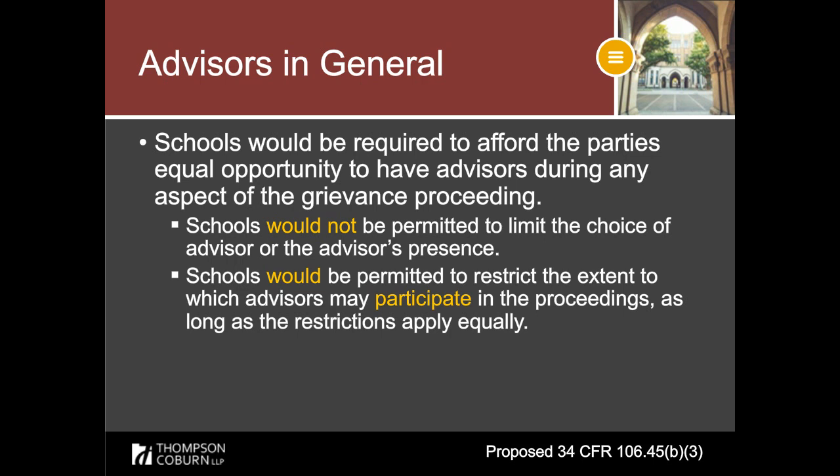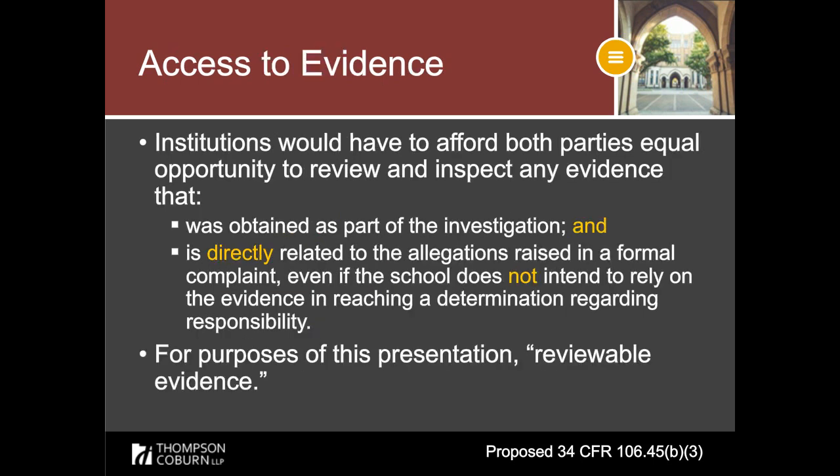Access to evidence. So you have to afford both parties equal opportunity to review and inspect any evidence that, one, was obtained as part of the investigation and is directly related to the allegations raised in a formal complaint, even if the school does not intend to rely on that evidence in reaching a determination. I'm calling this, just for purposes of this presentation, reviewable evidence, right? So if you've got reviewable evidence, you have to allow folks the opportunity to review and inspect it.